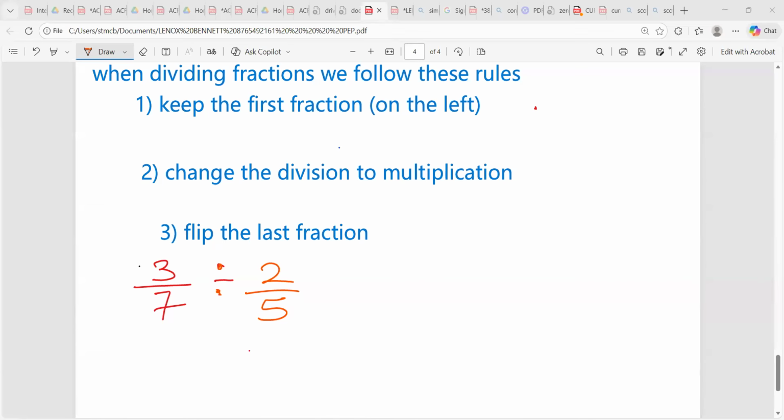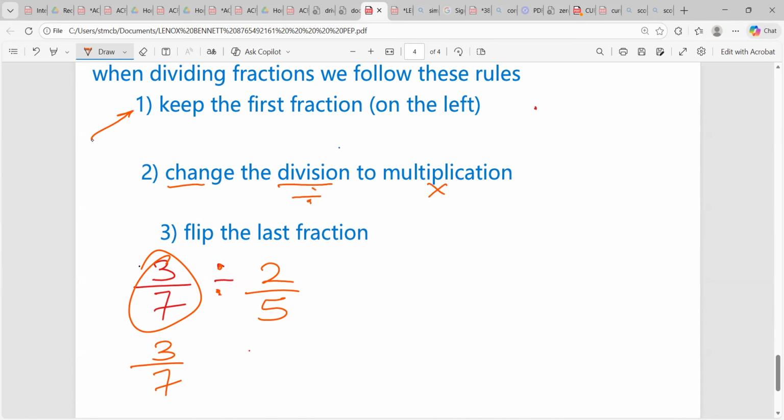Alright, so we have 3/7 divided by 2/5. Let's go back to the first rule. Keep the first fraction on the left, which is the 3/7. So we're gonna keep the 3/7, not a problem. Let's go to the second rule. Change the division to multiplication. Very important rule. So this becomes multiply. Flip the last fraction, or we can say reciprocate. So it becomes 5 over 2. No longer 2 over 5, but 5 over 2.